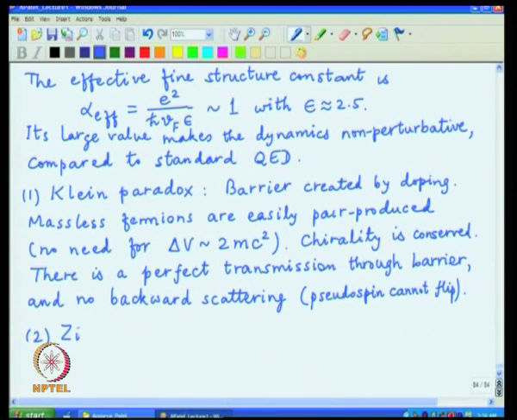Another feature which we have seen for the Dirac equation is that there was no way to localize the particle perfectly. There were always Zitterbewegung oscillations which were of the size of the Compton wavelength of the particular particle. So, we have absence of complete localization.